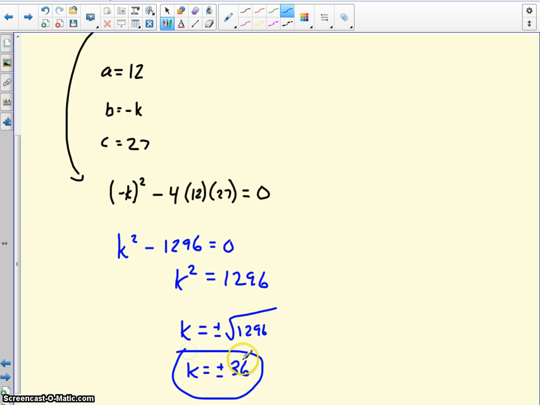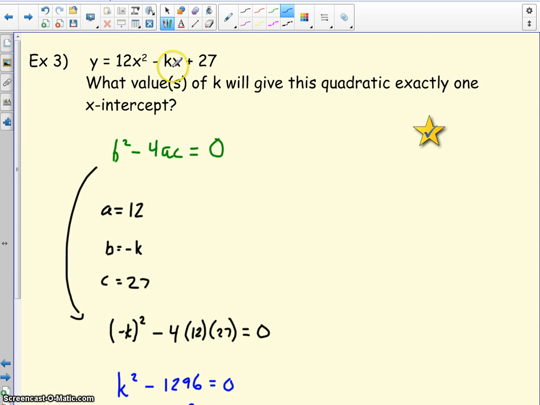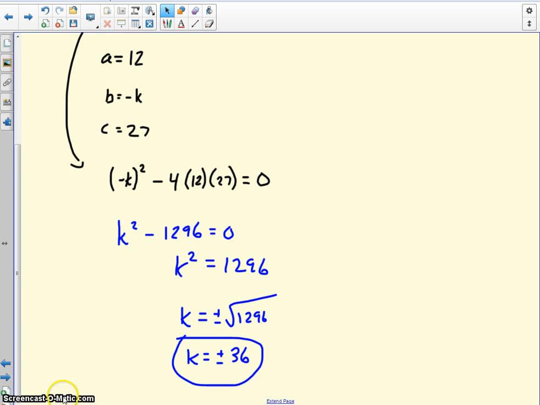Okay, and you can test that if you want. You can put in positive 36 and negative 36 for k. Find the discriminant for each one, it should be 0, or you can try each one once you have them and factor them, and you'll see that you wind up with a perfect square trinomial, which means that there's only one x-intercept. Okay, so that's it, that's all.